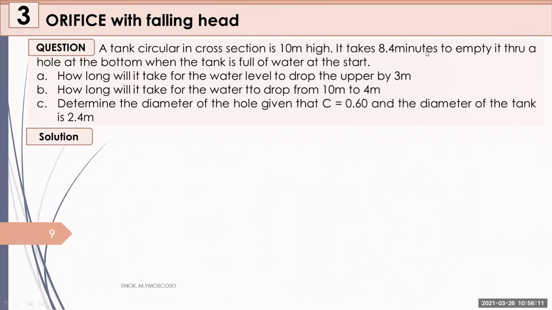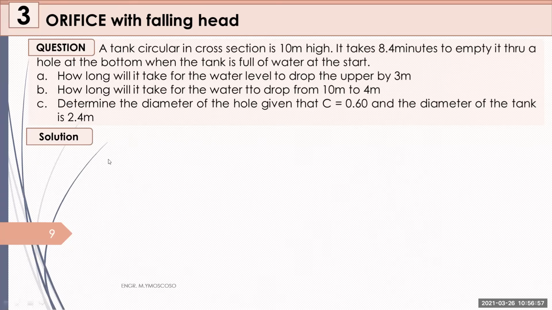So you have here a tank with a cross-section 10 meters high. It takes 8.4 minutes to empty it through a hole at the bottom when the tank is full of water at the start. We need to find the time for the water to drop by 3 meters, that is, how long it will take to drop from 10 meters to 4 meters, and the diameter of the hole, given that your C is equal to 0.60 and the diameter of the tank is 2.4. So, let us try to solve that one.